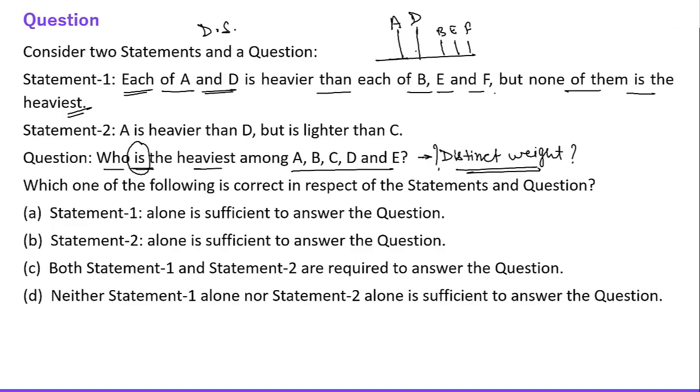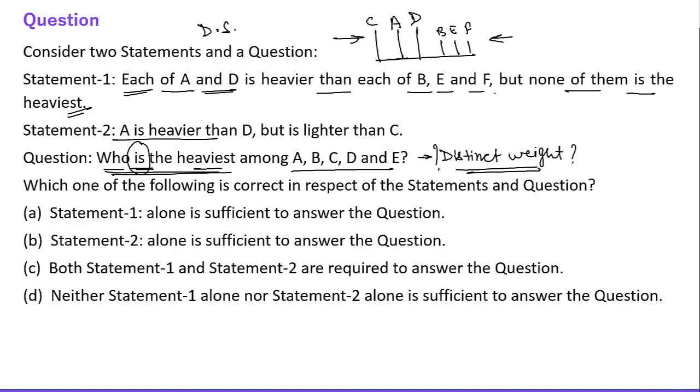And now C is left. So maybe C is also equal to A and D. Like A, D, C are all equal in weight, and B, E, F are equal, and C, A, D are heavier than B, E, F. So we cannot say who is the heaviest. This is the maybe case, fine. So from statement number 1 alone, we cannot say anything about the answer.